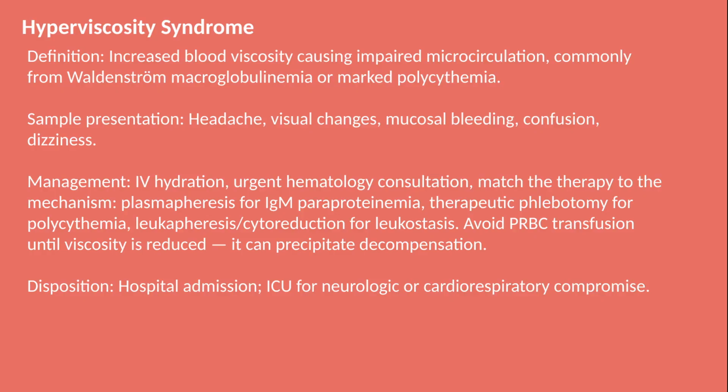Dilated, segmented retinal veins with the appearance of sausage links, along with hemorrhages and papilledema. Start intravenous hydration to reduce viscosity while you arrange definitive therapy. For paraprotein-driven disease, urgent plasmapheresis removes the offending immunoglobulin and reverses symptoms quickly. For polycythemia, therapeutic phlebotomy is the answer. For leukostasis, cytoreduction. Call hematology immediately.